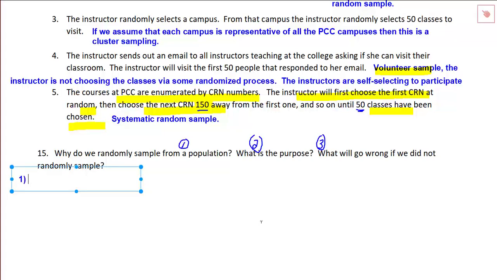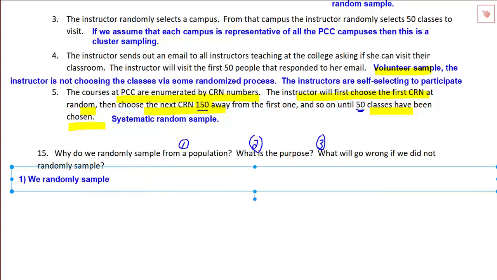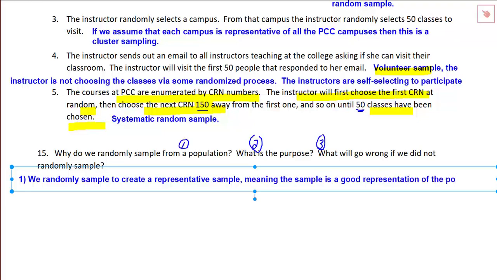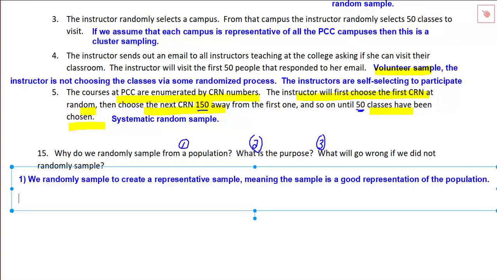So we do this. We randomly sample to create a representative sample, meaning the sample is a good representation of the population. All right, number 2, what is the purpose?